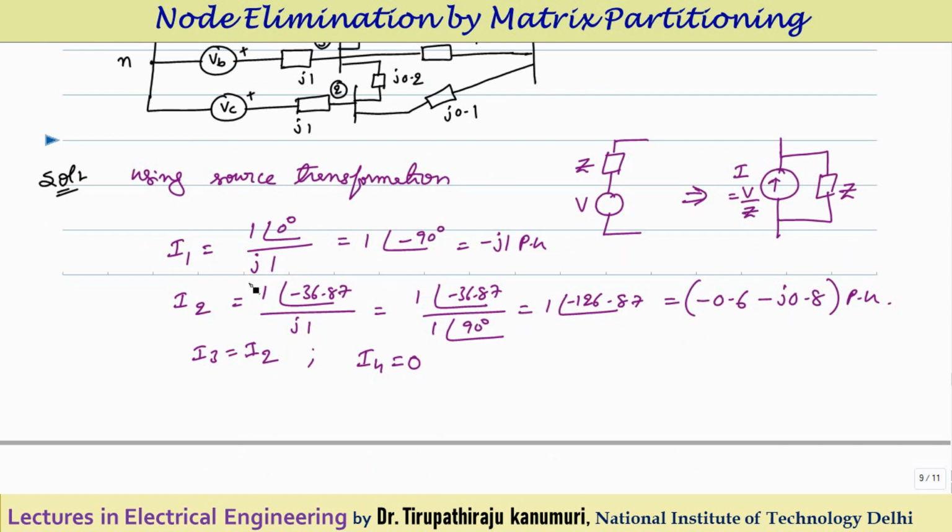If you don't have the idea about how to calculate the polar coordinates, division and other things, you can refer to basic electrical engineering. There I have discussed the phasor algebra. Please refer there. I have explained all these basic concepts in detail. Similarly, I2 can be calculated, and I3 as well as I4 can be calculated in this way.